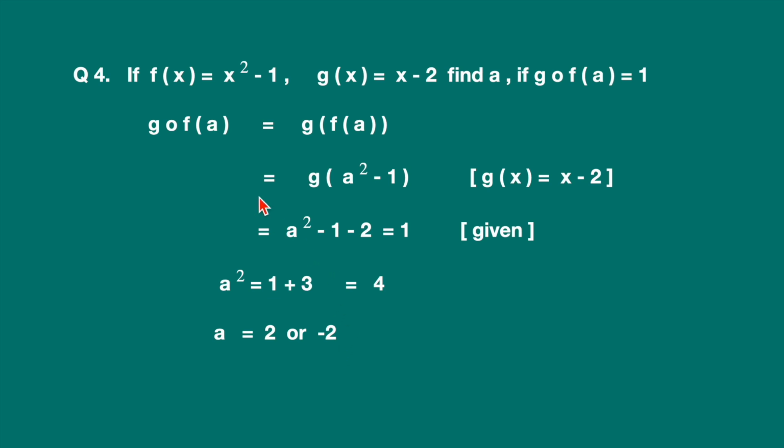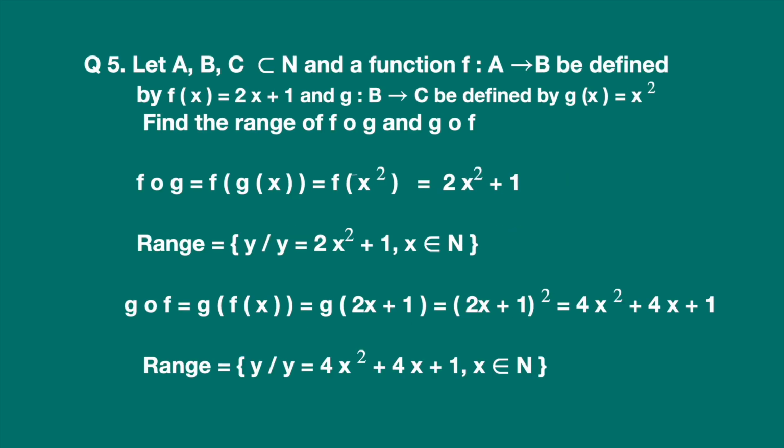So what we have done here, we have first found this value of gof(a), g of f(a), and then we have substituted and we have got this expression which is equal to 1, they have given. So we are going to write it equal to 1. Then simplify, you will get the value of a.